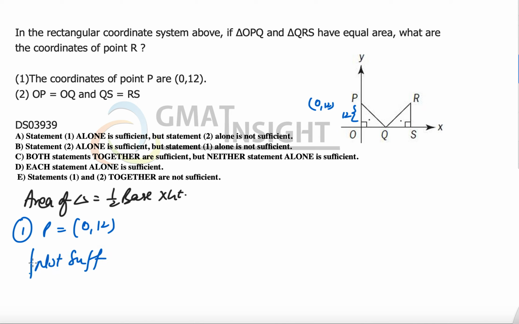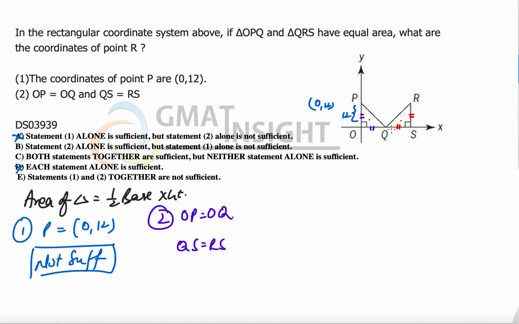There are so many gaps so far, not sufficient, that crosses out two options. Now let's look at the second statement, which says OP is equal to OQ. That's one good news for us. OQ and OP are equal. That means it becomes an isosceles right triangle. And then it also says that QS is equal to RS. Let me do the marking with some other color. QS is equal to RS.